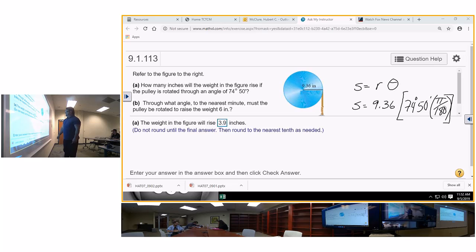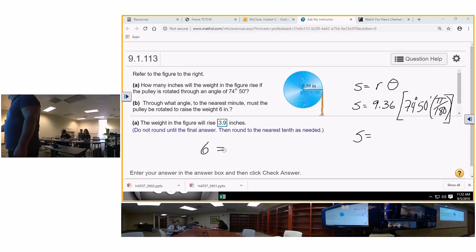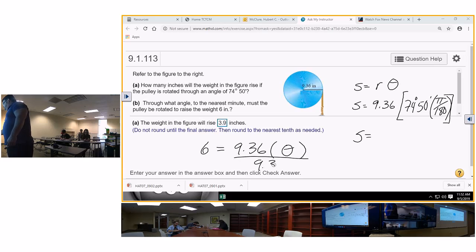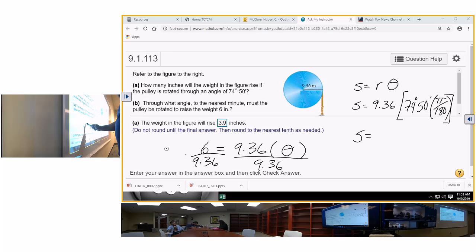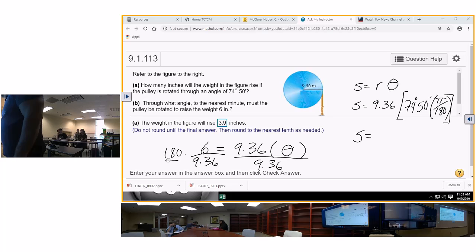We got to change that, and that should give you the second part. We'll take 6 and it will equal 9.36 multiplied by theta. So that means we're going to divide by 9.36 on both sides. And always remember this is in radians, so that's going to multiply by 180 over pi, I think, yes. 180 over pi, and that should be the answer to B.